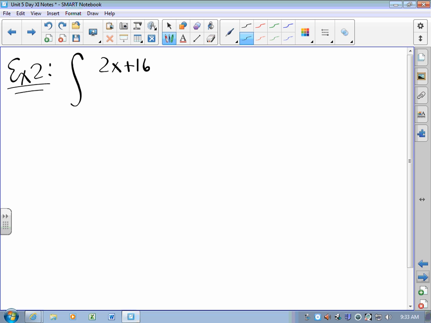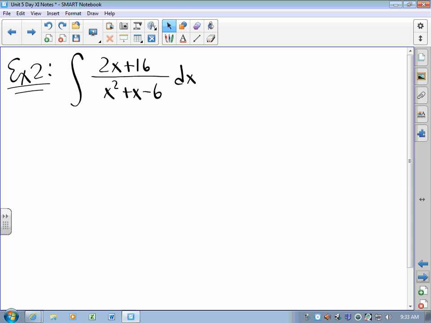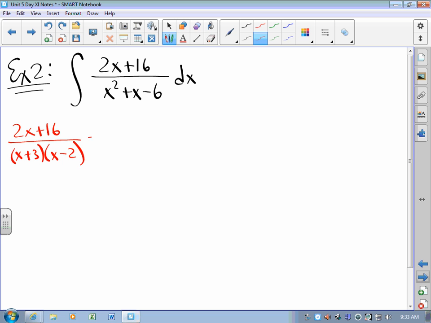Integral of 2x plus 16 over x squared plus x minus 6 dx. This thing is a proper fraction. Since it's a proper fraction with a factorable denominator, and that denominator does in fact factor, that proper fraction is the sum of two proper fractions whose denominators are the factors. Since the smaller fractions are proper and the denominators are linear, the numerators cannot be linear. They cannot be any bigger than constant terms. And so what happens now?